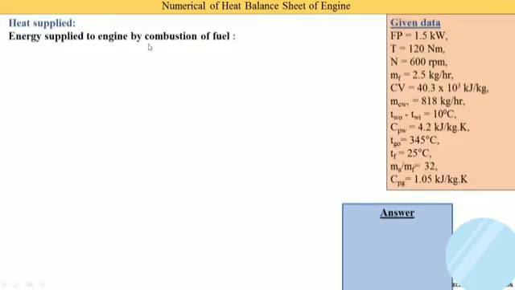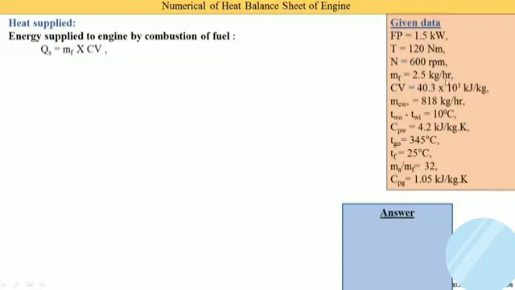So energy supplied to the engine is by combustion of fuel, means what amount of diesel is supplied, its combustion takes place, and due to combustion some amount of heat is released. So it is the MF, means mass of fuel into CV. So what is the MF is given, we check in this given data here.